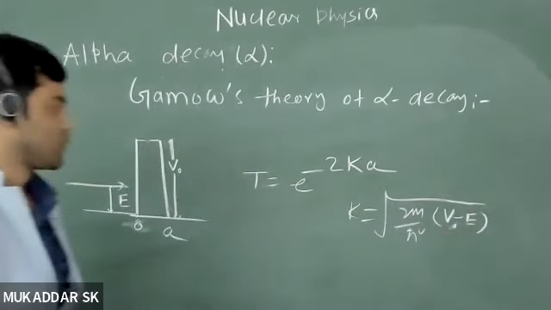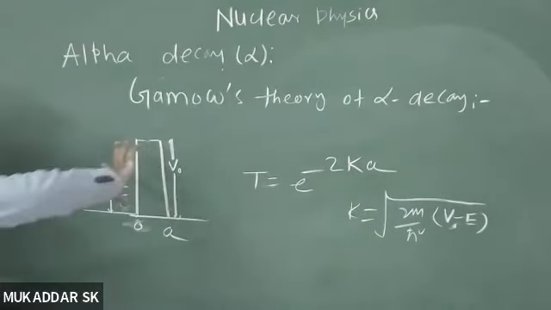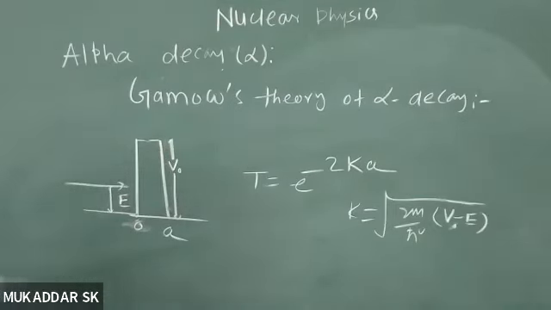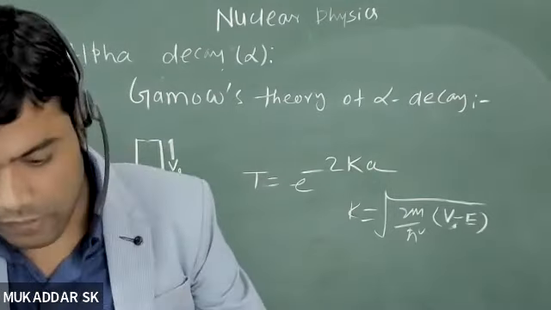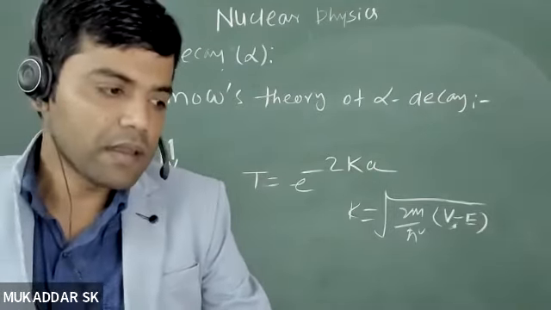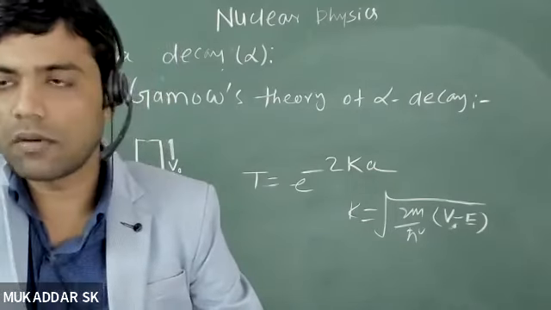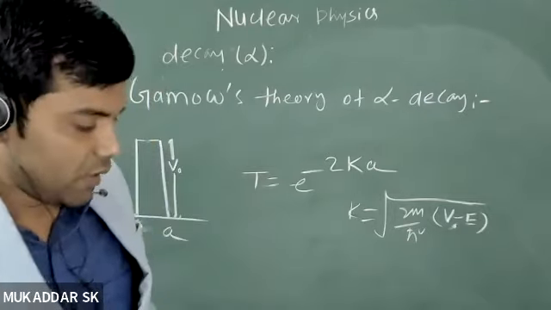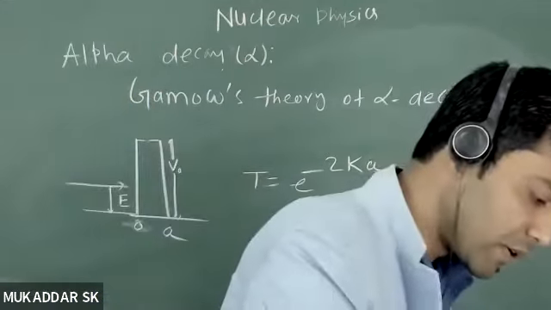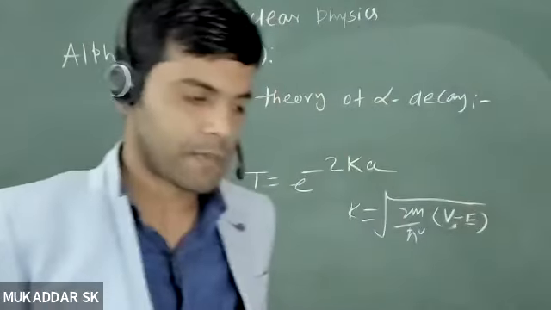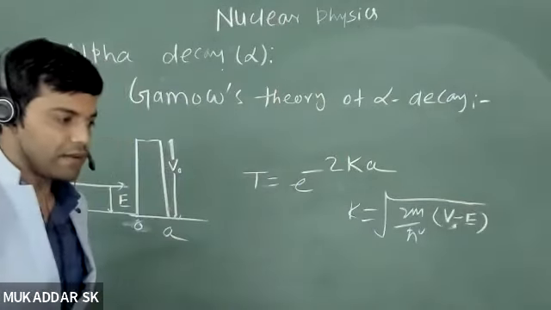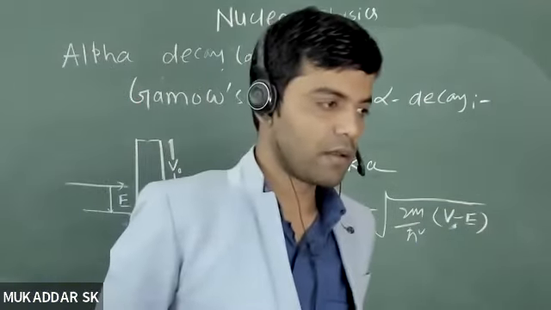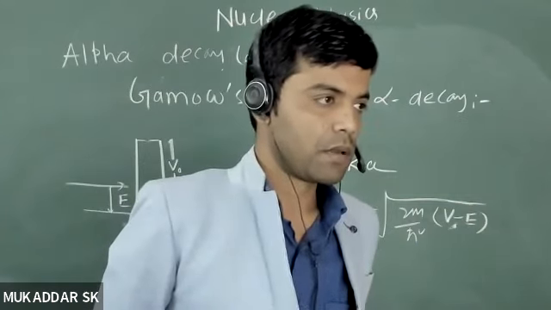Using this quantum tunneling, Gamow assumed that the alpha particle inside the parent nucleus does not pre-exist. You can mention that Gamow said that the alpha particle inside the parent nucleus does not pre-exist.